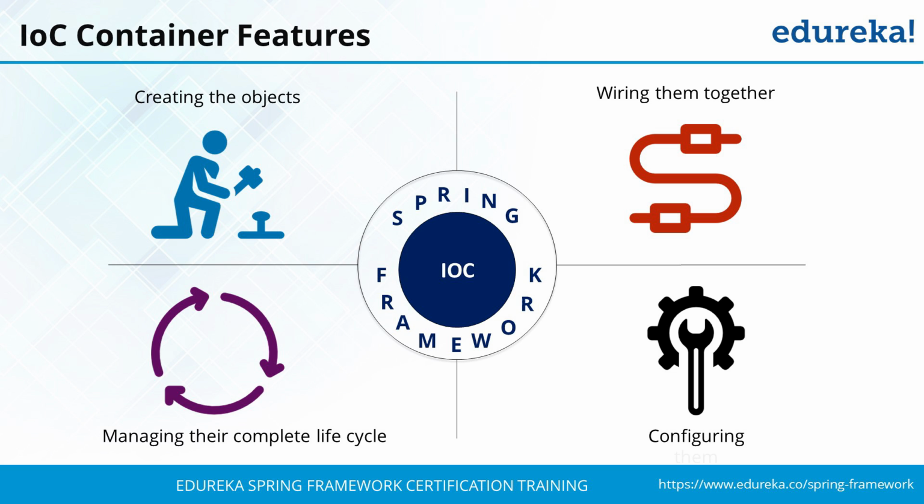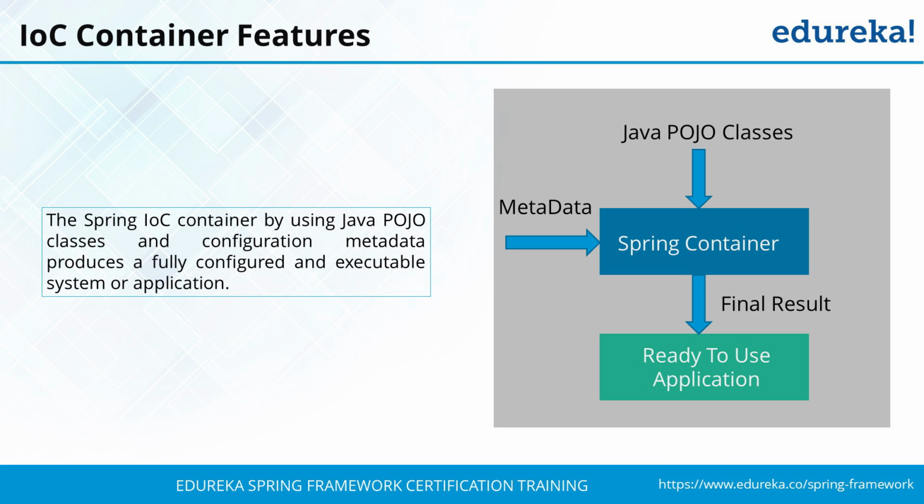Then wiring them together, right? So there might be dependencies which we can link up, and configuration means the key value pair which you have already mentioned, right? So you just need to configure your object in the XML file. So there are various features of the IoC container now, right? The Spring IoC container, by using a Java POJO class and the configuration metadata, produces a fully configured and an executable system or an application, right?